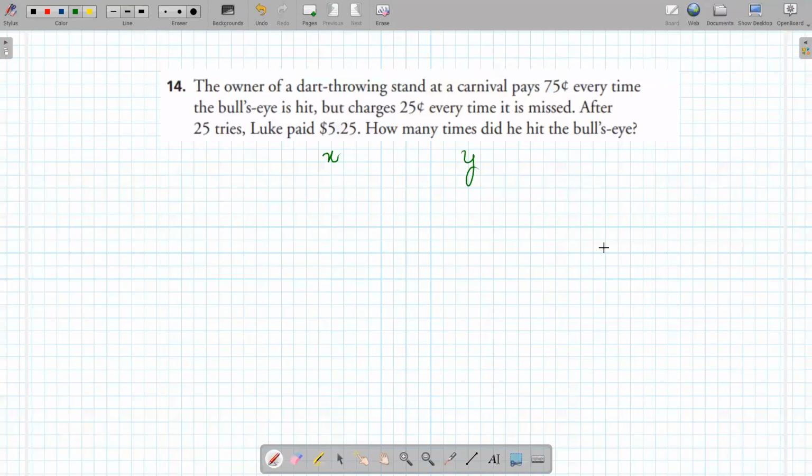Okay, let's go back to this question. Again, someone's throwing some darts. If they win, they get paid 75 cents, but if they miss, they lose 25 cents. After 25 tries, Luke paid $5.25. How many times did he hit the bullseye? Again, this question is a little bit tricky. You need to be able to identify what X and Y represent. What do you think X and Y is in this question?